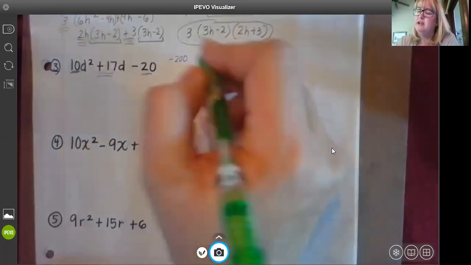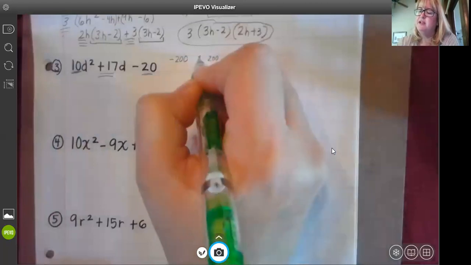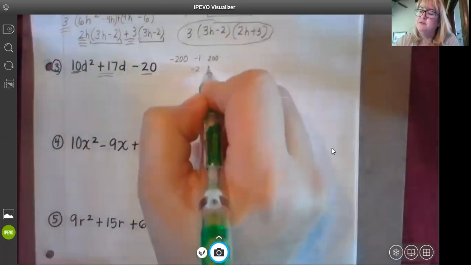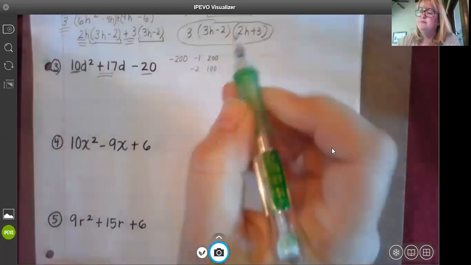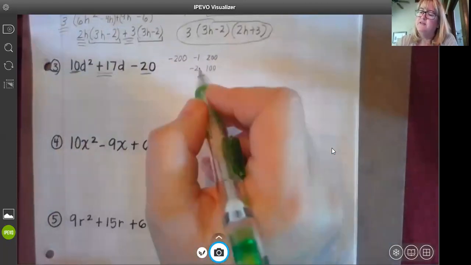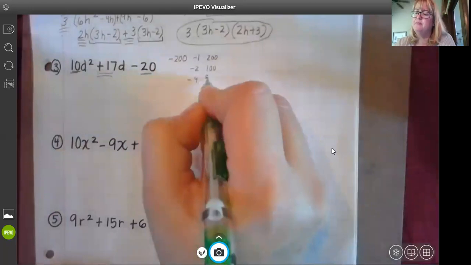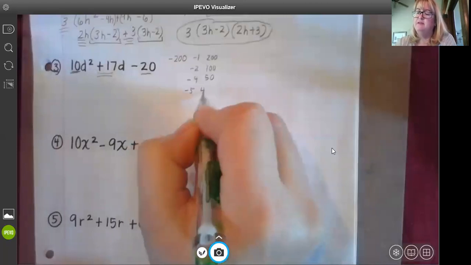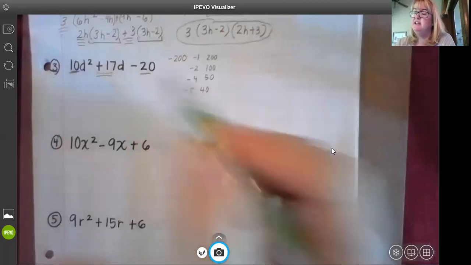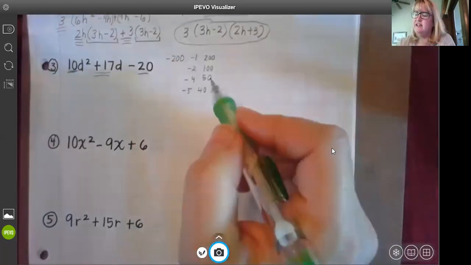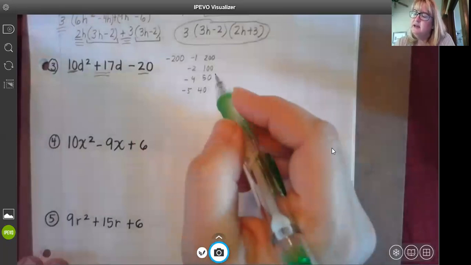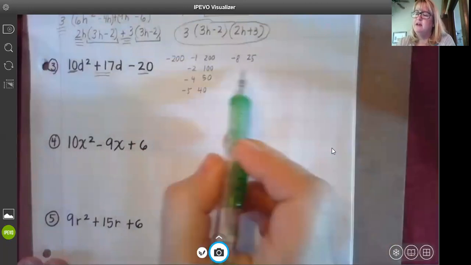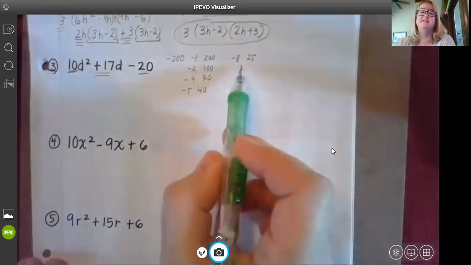All right, so we've got 1 and 200. 200 has to be positive, that would be negative. If I combine those, nowhere near 17. We've got negative 2 times 100. Combine those, nope. 3 does not go. 4, negative 4 and 50. Combine those, nope. Negative 5 and 40. Combine those, that does not give me 17. 6 does not go into 200, 7 does not. 8 and 25, so negative 8 and 25. When I combine those, this is promising. Yep, that gives me 17d.